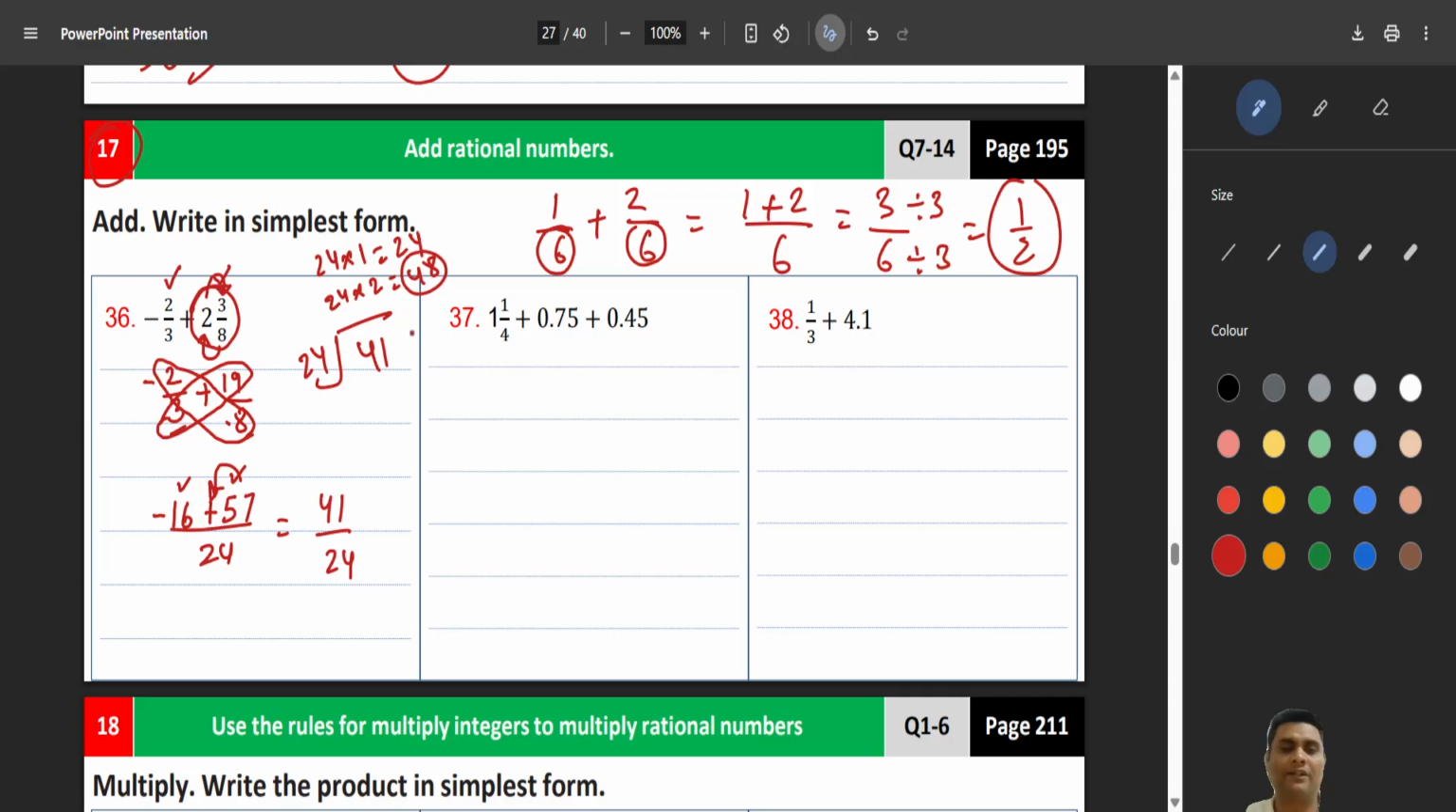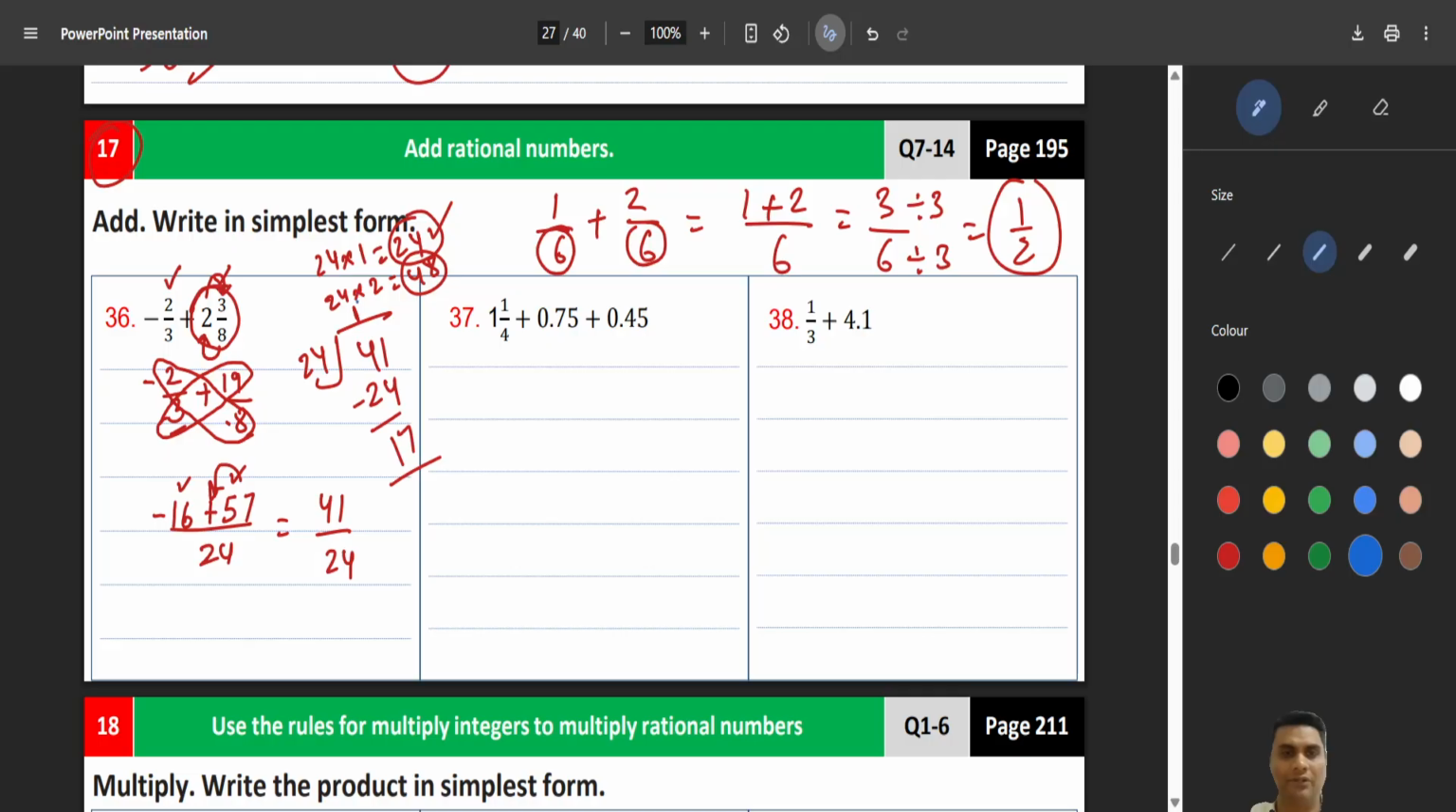There is no 41, right? And 48 is bigger. So I will take 24 only. So 24 times 1, 24, do minus. This will become 17. Now there is no number to bring down. So you stop here and take these three numbers.